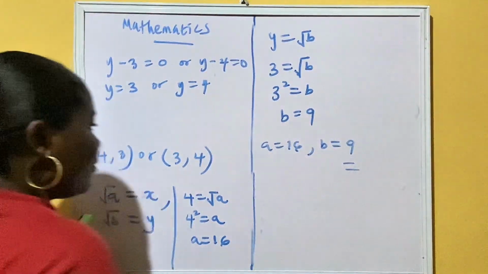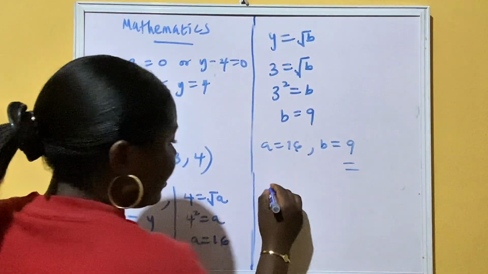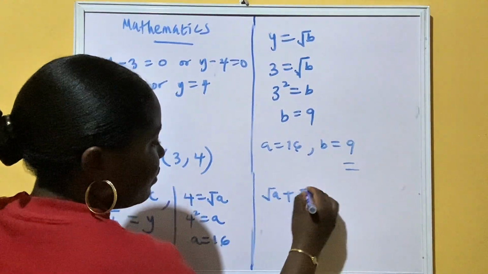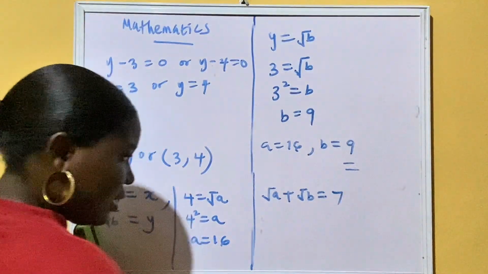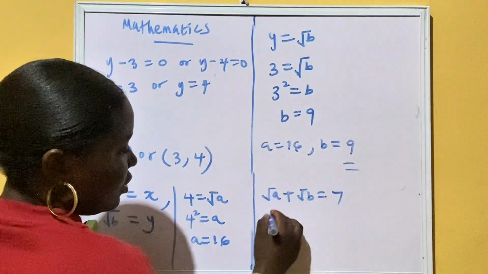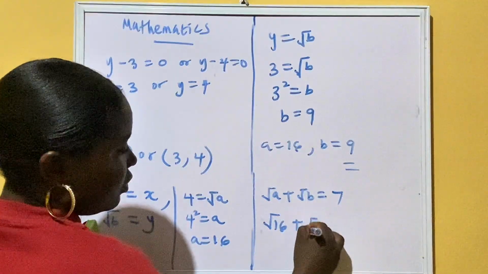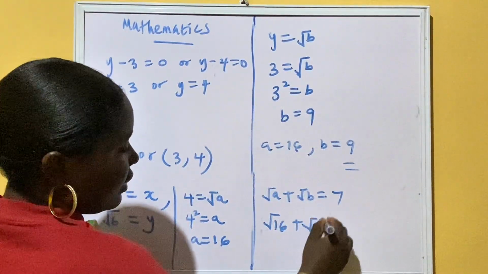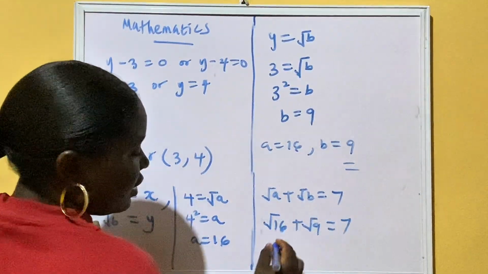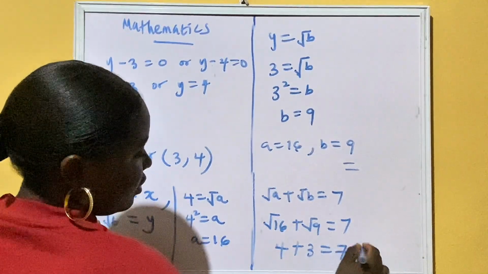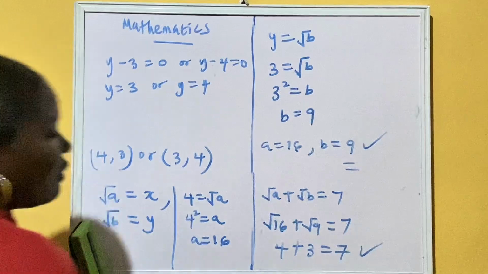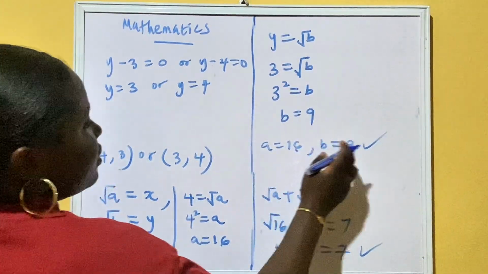Then we can only choose one value actually. Remember we said root a plus root b is equal to what? 7. So let's test it. Root 16 plus root 9 is equal to 7. This is 4 plus 3 equals 7. Correct. So these are our values: a equals 16, b equals 9.